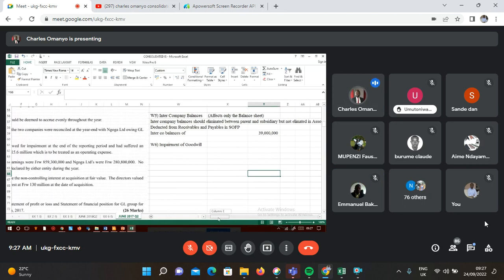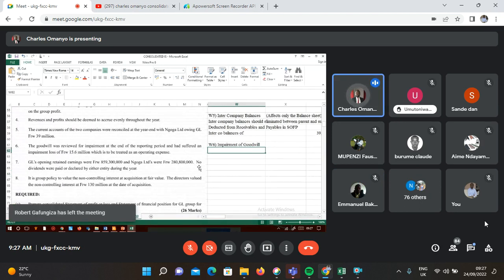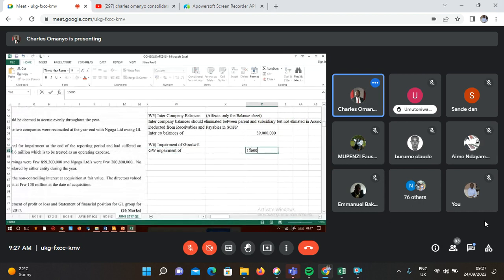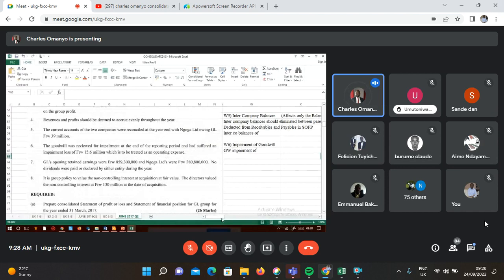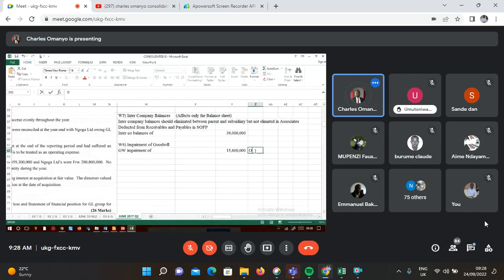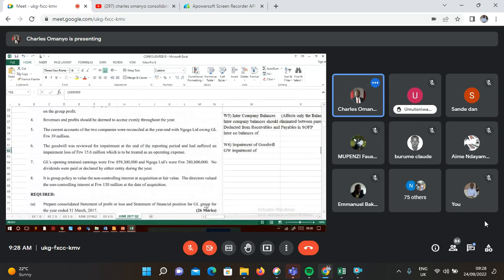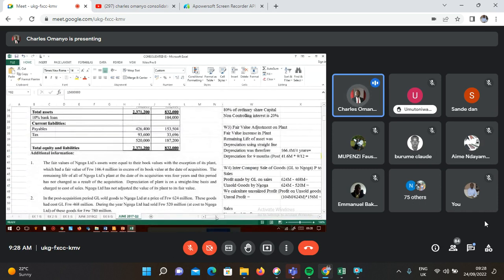Okay, fine, let's continue. I thought you were asking another question. So impairment of goodwill. Goodwill impairment of how much? 15.6 million. Add another zero. The 15.6 million is to be treated as an operating expense. So it goes to operating expenses. I hope you will remember that. I'm now done. I was just confirming that I'm done with every working.